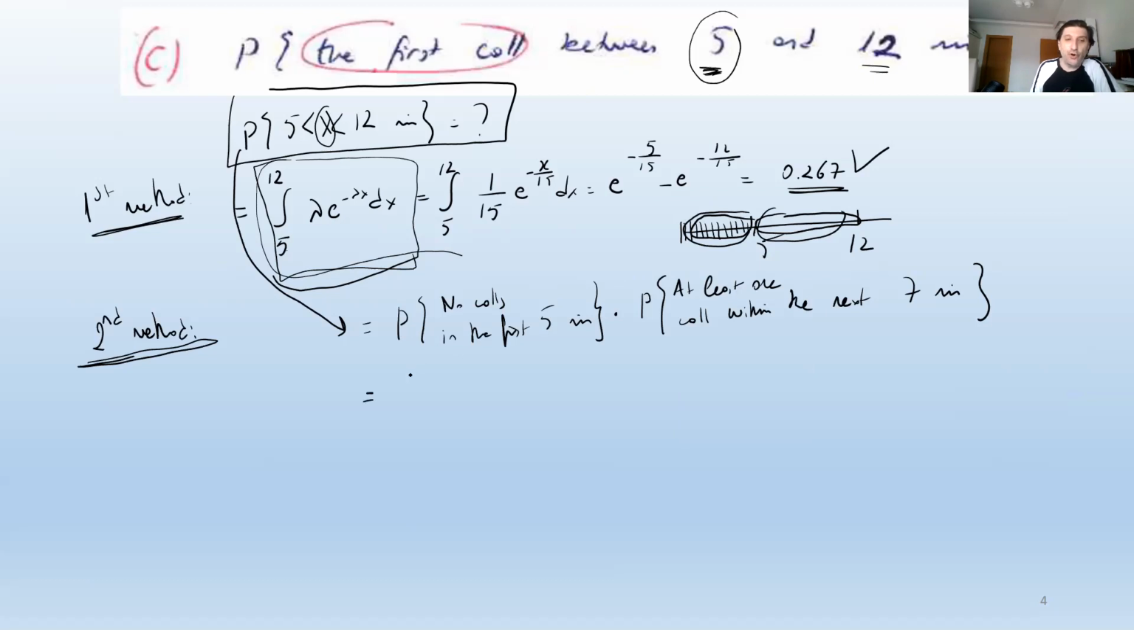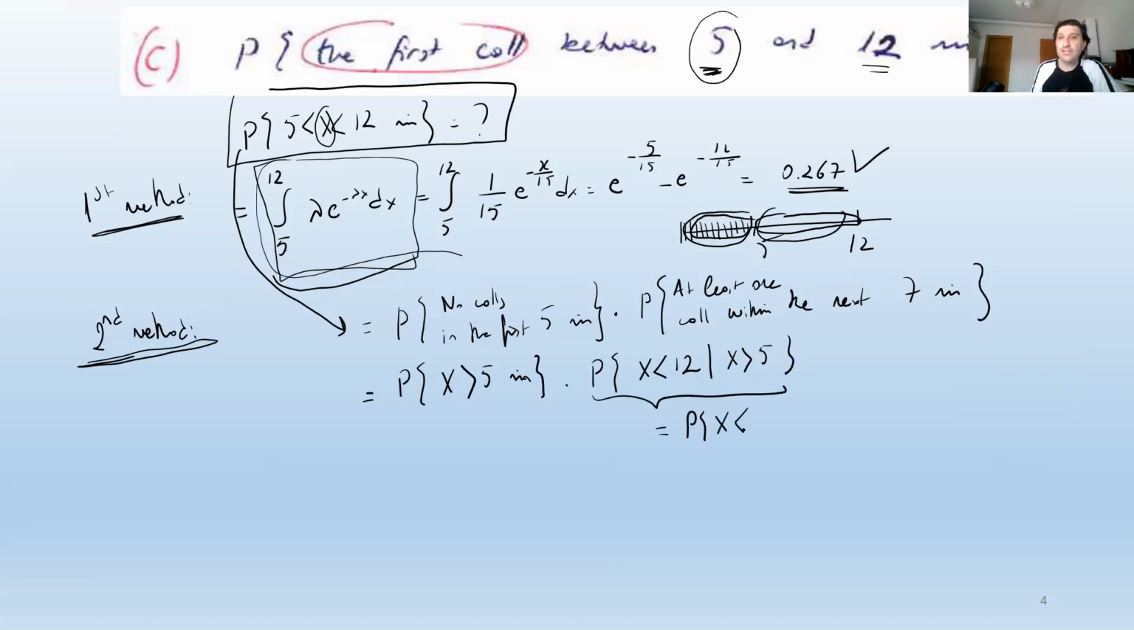Now, the probability of no calls in the first 5 minutes means x is greater than 5 minutes. The second condition is going to be the probability of, well, if you like, we can write it that way, x smaller than 12, given x greater than 5. And note that this, due to the lack of memory property, is going to be equal to the probability of x smaller than 7 minutes. So what we have here is the probability x greater than 5 minutes multiplied by the probability of x smaller than 7 minutes.